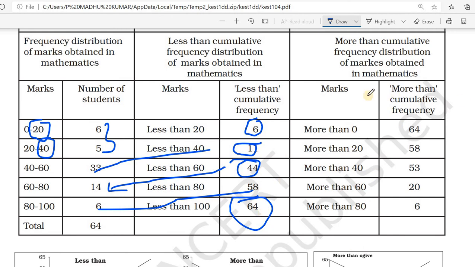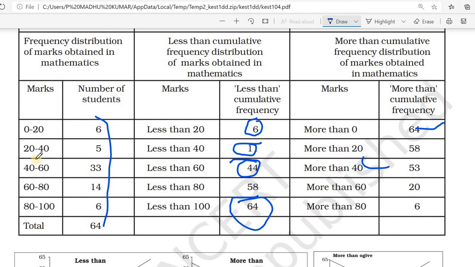Next one is the more than values. We need to start from the lower limit, more than 0. Then we need to take the total. More than 0, how many frequencies are there? Up to 100 we need to take all the frequencies, so we take the total of these numbers. The total is 64. Then more than 20: we subtract 6 from 64, then we will get 58.